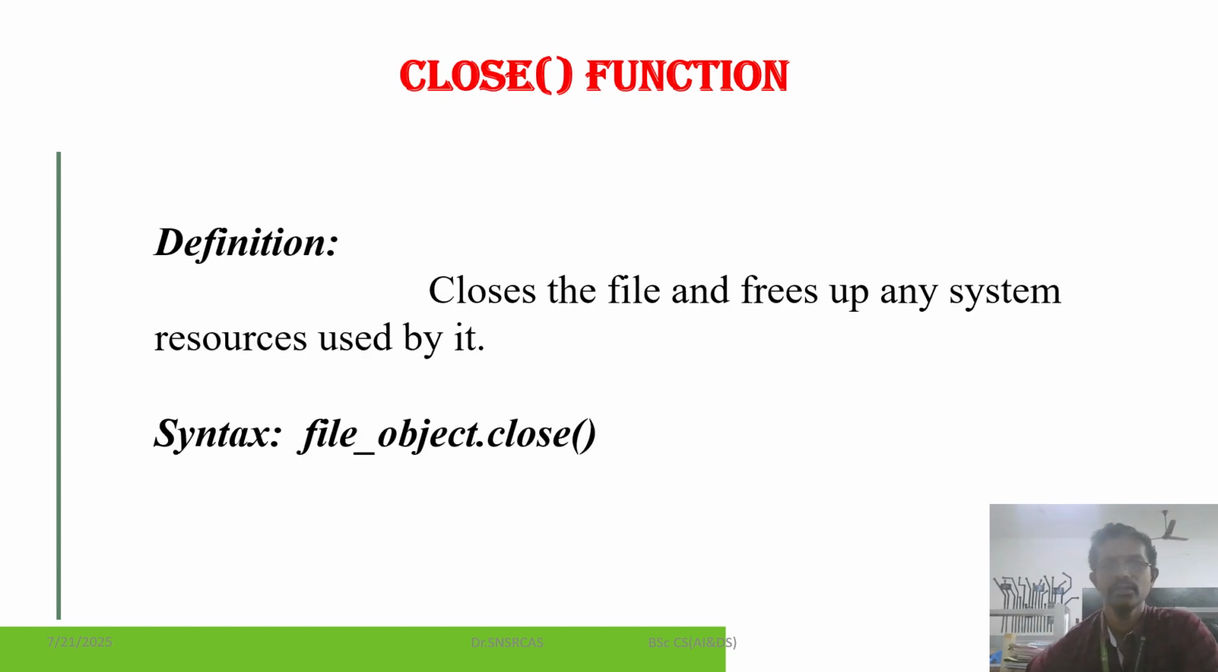Next we will learn about the close function. What is meant by close? If a file is opened, we can close it and free up any system resources used by it. Once we open a file, it takes up some resources, so other files cannot be opened frequently, so we have to close the file. It is used to free up any system resources used by it. We can use the syntax file_object.close.